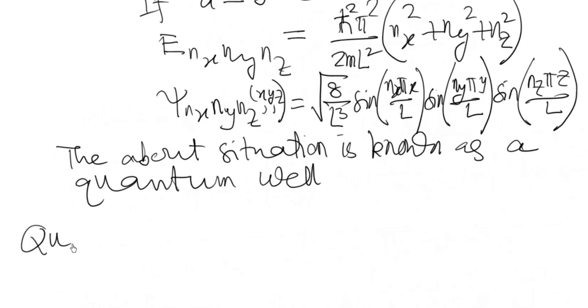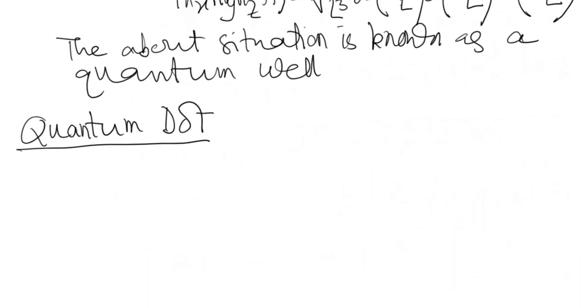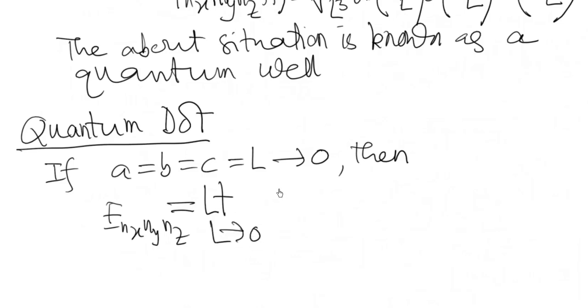Okay, now we discuss quantum dot. Now this is like quantum well, only the difference is when L tends to 0. That means no dimension, or approximately equal to 0. So we say if A equal to B equal to C equal to L tends to 0, then we can write down the energy as E n_x, n_y, n_z, in the limit L tends to 0, and this is h cut square pi square by twice m L square, times the sum of the squares of the quantum numbers.